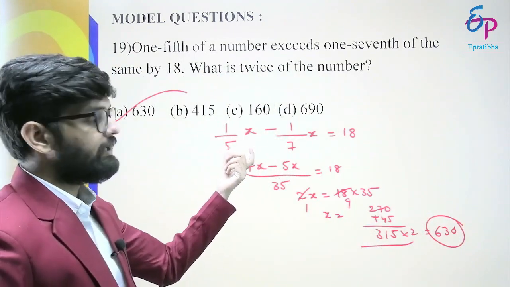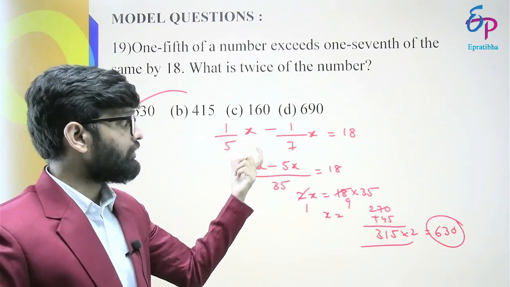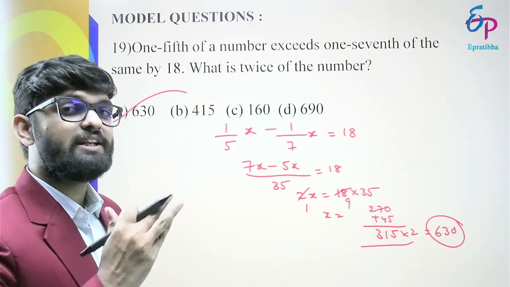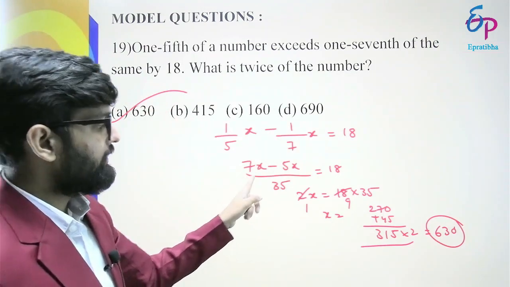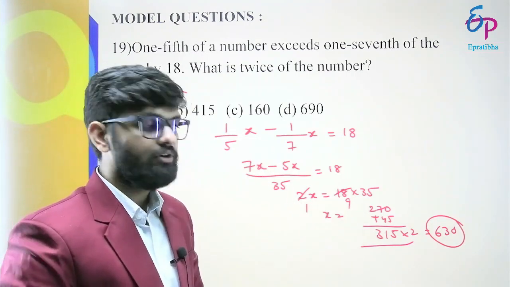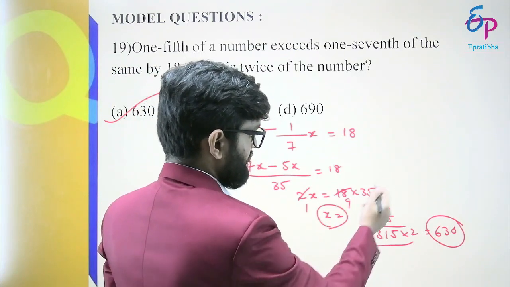1/5 of any number, let the number be x. 1/5 of that number minus 1/7 of that number. If 1/5 of the number exceeds 1/7 of the number by 18, then you have to take the LCM and you will get 2x is equal to 18 into 35, x is equal to 270. x is equal to how much are you getting?